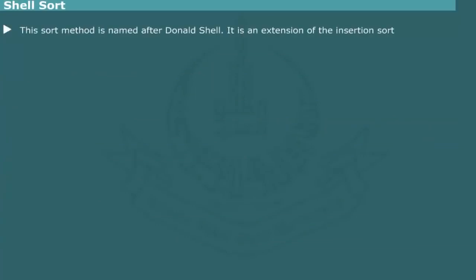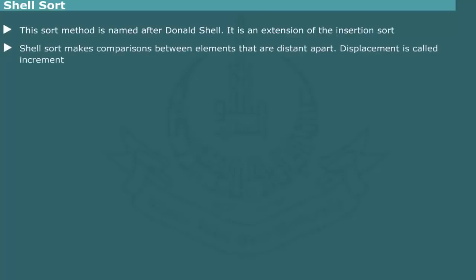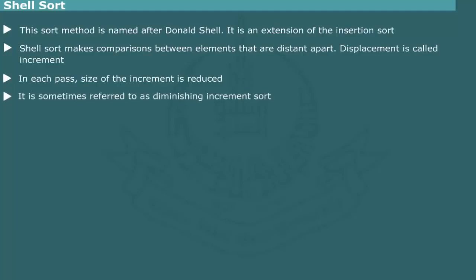Shell sort. Shell sort, named after its inventor Donald Shell, is designed to improve the performance of quadratic sort algorithm. It is an extension of the insertion sort. In shell sort, comparisons are made between elements that are distant apart. The displacement is called increment. In each pass, the size of increment is reduced, so that in the last pass, comparison is made between the adjacent elements. For this reason, a shell sort is sometimes referred to as diminishing increment sort.